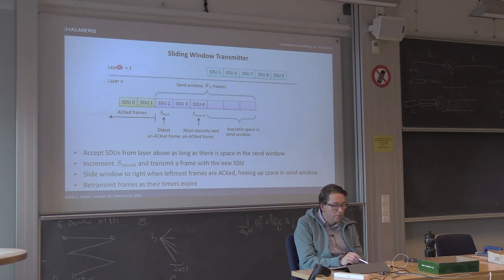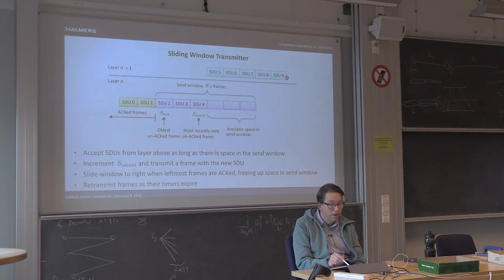Service data units from 0 to 4 have already been pushed down to the lower layer. It still has frames that need to be transmitted here. Layer n has a buffer. This purple one is the buffer. It's actually called the send window, but it's a buffer.